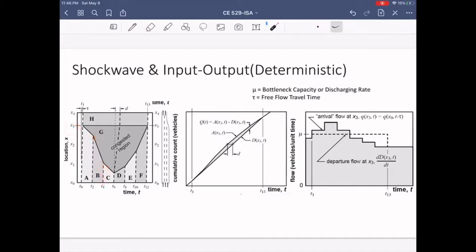So these boundaries between these regions are called shockwaves. That's why it's called shockwave theory. And the slope of this shockwave represents the velocity or the speed of the shockwave. So when it's negative here, it means the queue is increasing down here. And when it's positive, it means the queuing starts to decrease.